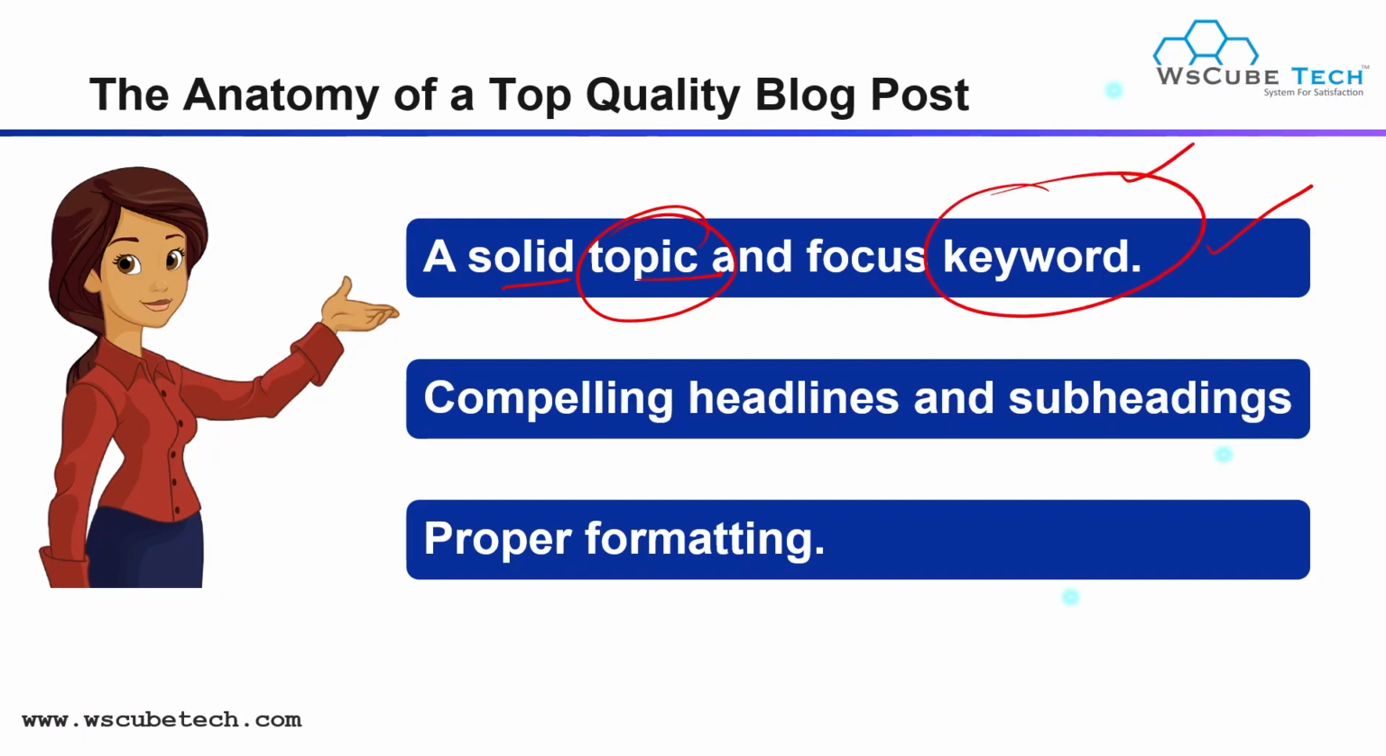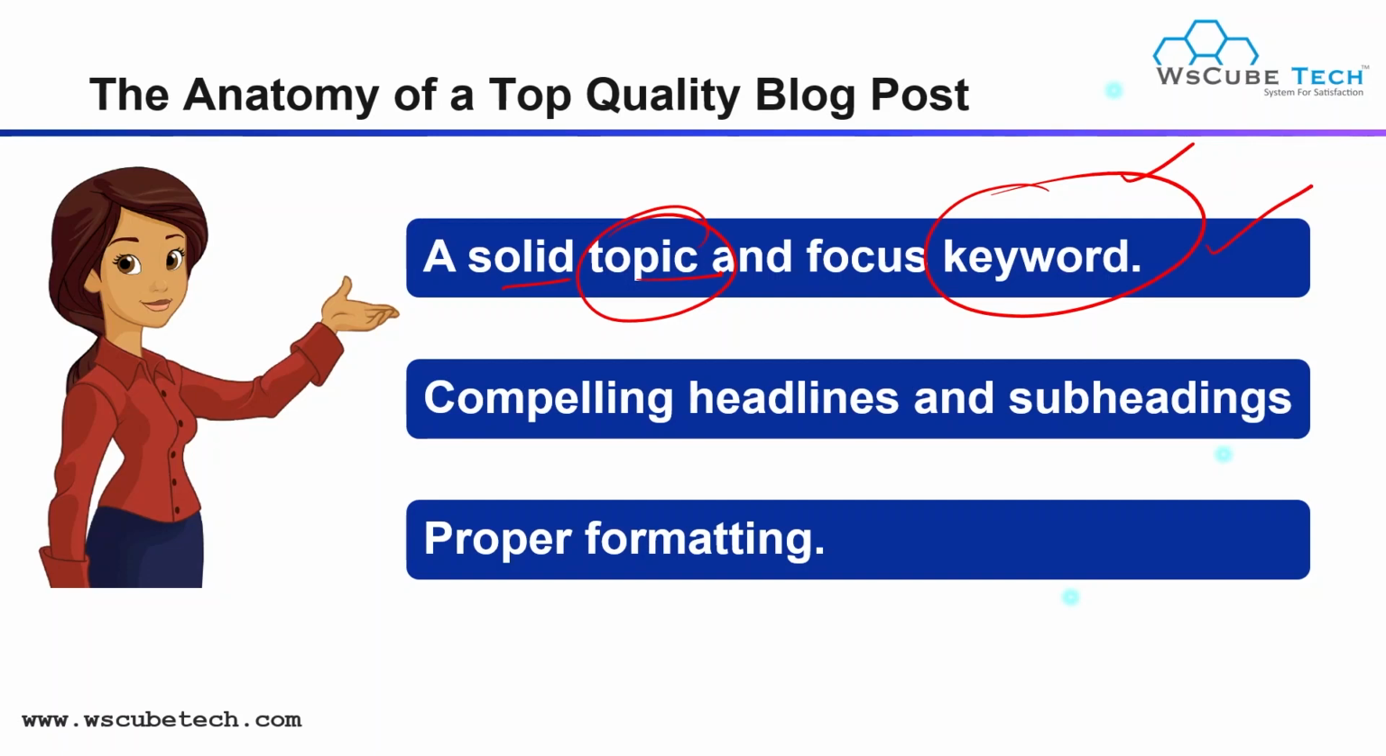Next is compelling headings and subheadings. It takes time to learn how to write headings that will grab your reader's attention, but it is an essential skill because your heading is often the difference between a click or a pass. And since most visitors scan blog posts, the same concept holds true for subheadings.